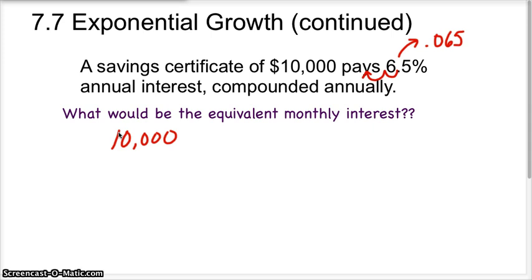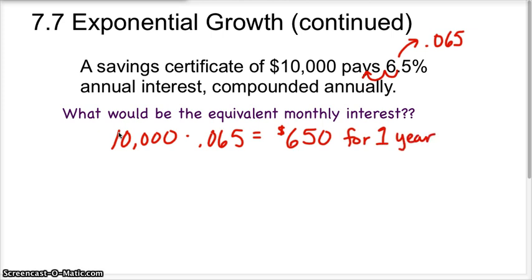So I want to know what 6.5% of 10,000 is, so that way I can find how much interest I'll gain for a year. When I multiply these two numbers, I find that I'll get paid $650 in interest at the end of the year.